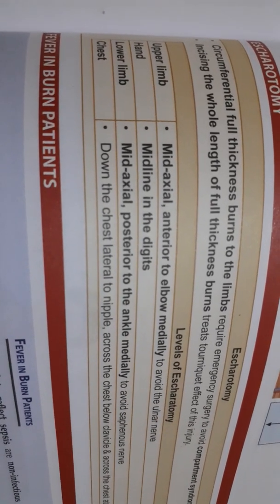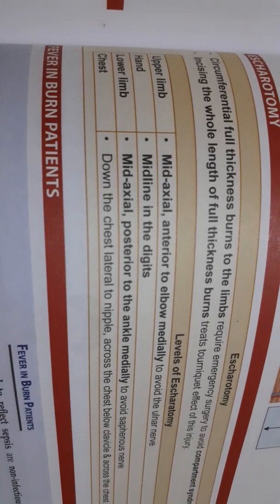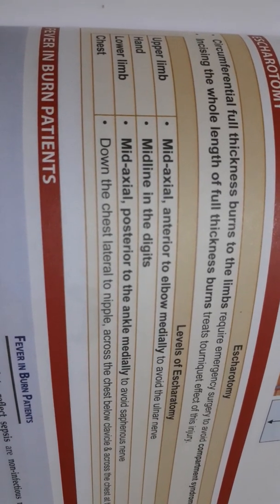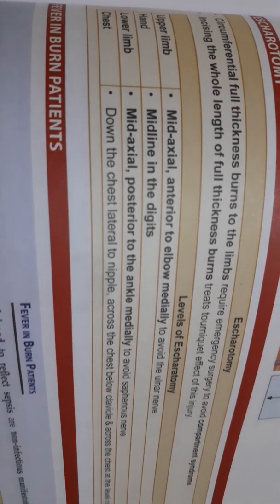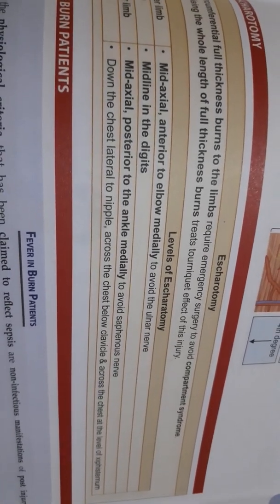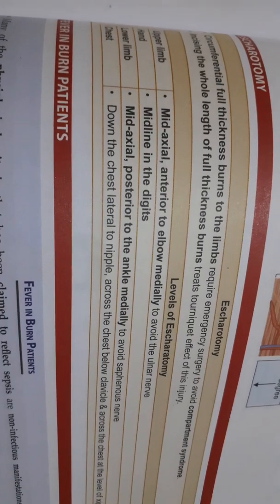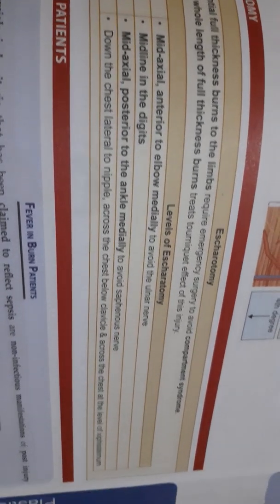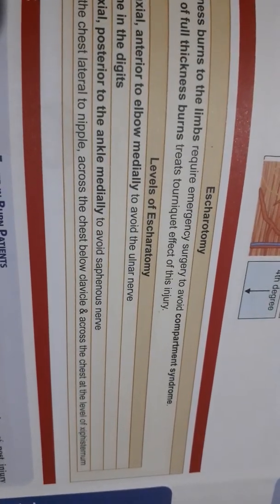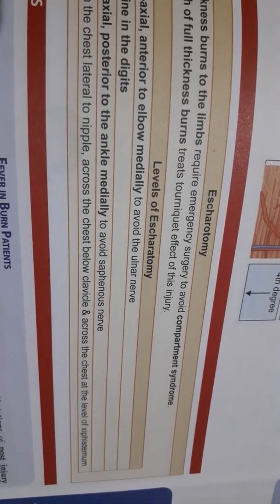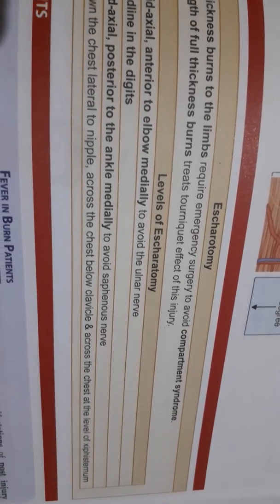Hand, midline in the digits. Lower limb: mid-axial, posterior to the ankle, medially to avoid the saphenous nerve. Chest: down the chest lateral to the navel, across the chest below the clavicle, across the chest at the level of the xiphisternum.